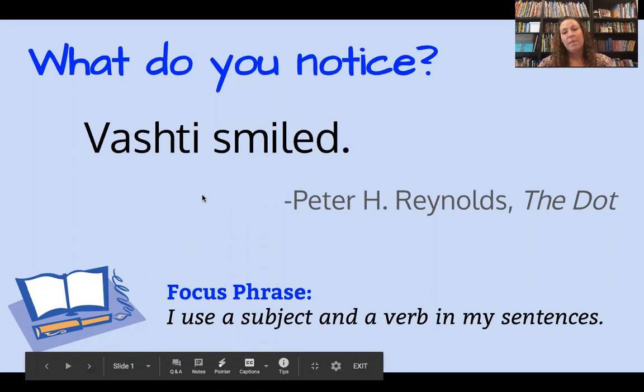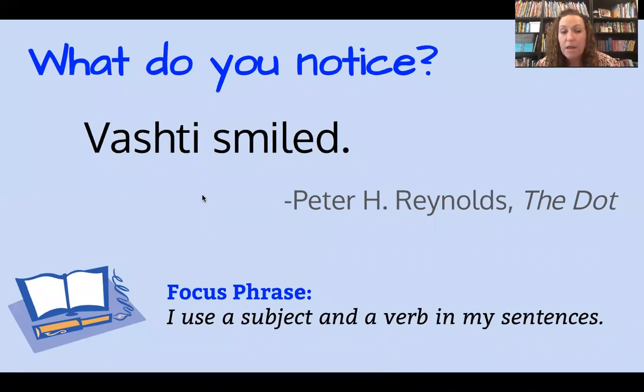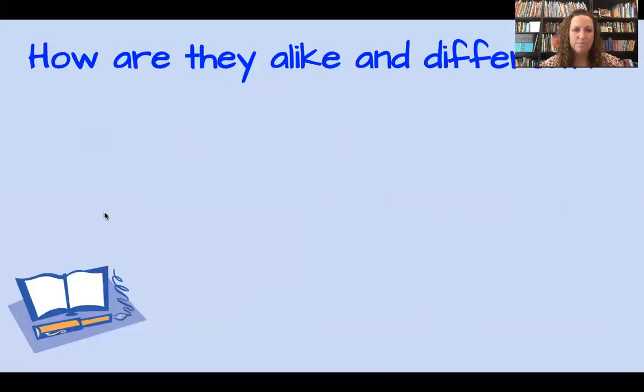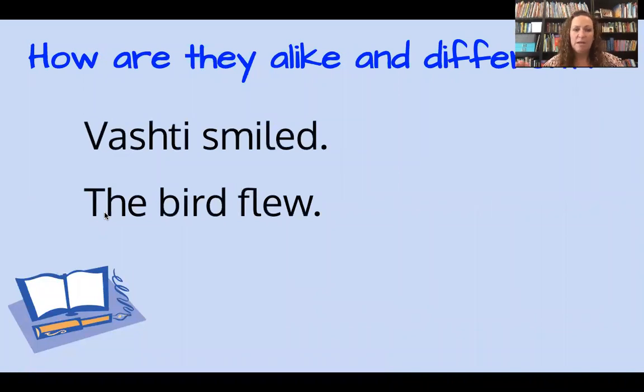Vashti smiled. Now, we don't use 2-word sentences very often, but we can when we're trying to have an effect on our reader. And that's what Peter H. Reynolds did here. He made it very simple, a very simple little action. Vashti smiled. Let's take a look at another sentence now. Vashti smiled. That's our first one. The bird flew. What do you notice is the same? And what do you notice is different between the 2 examples? Take a minute to look at those 2.